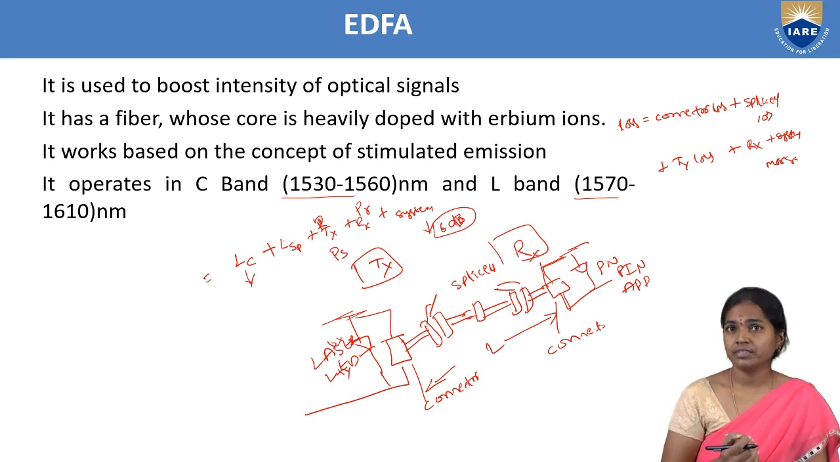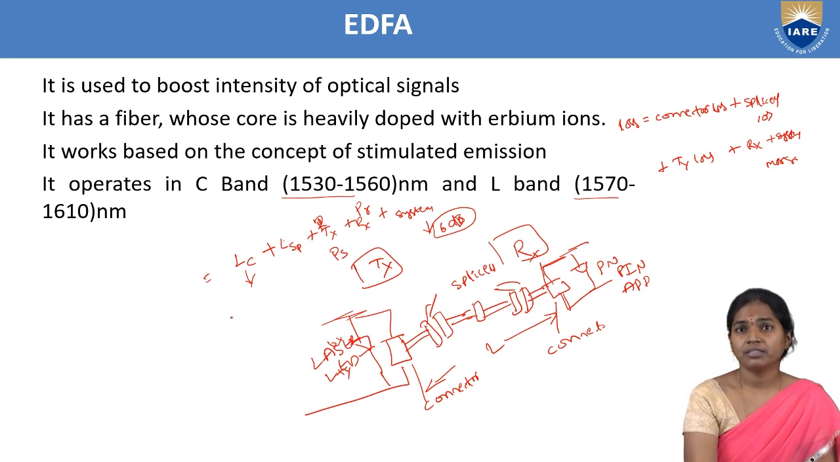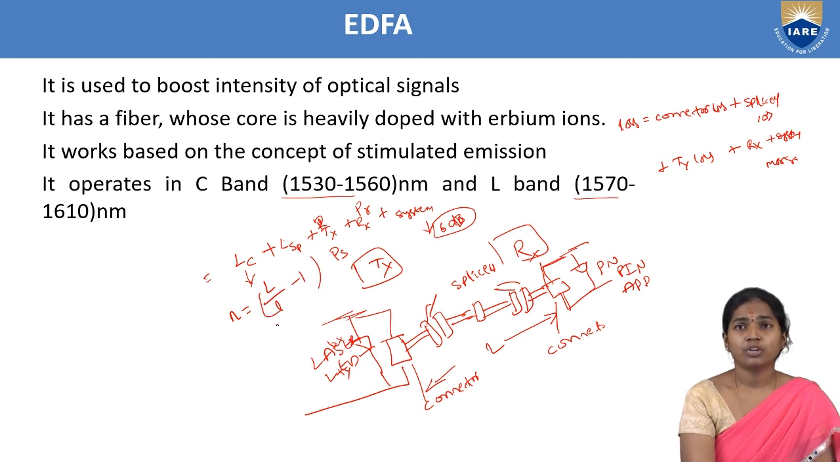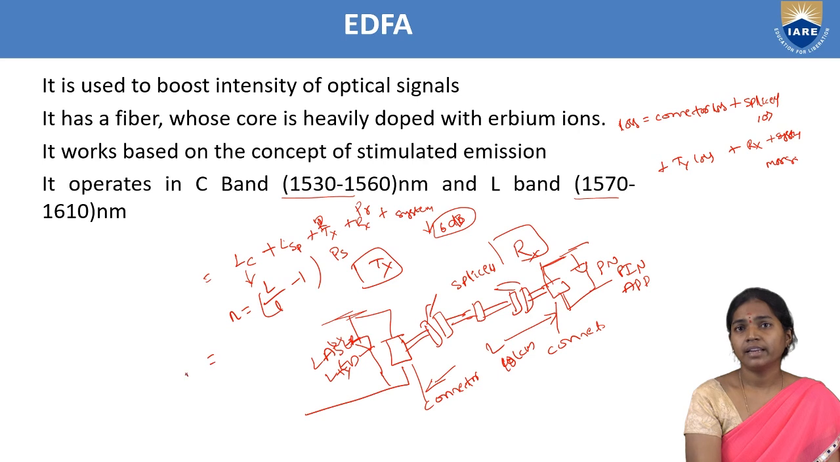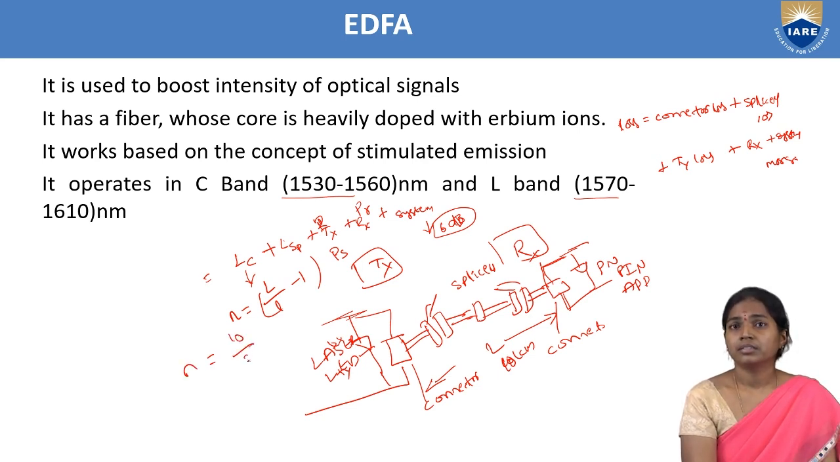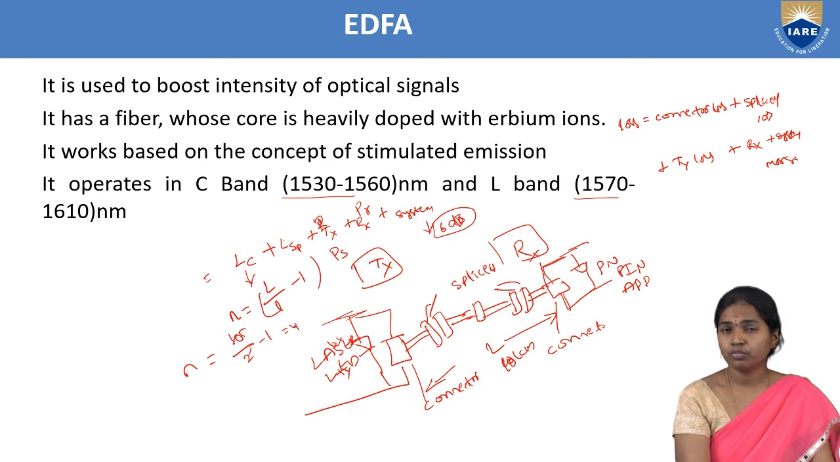So how many splices we are using, we represent with N. N equals L by small l minus 1. For example, here the length of the link is 10 kilometers, so N equals 10 by 2 minus 1. In this case, we are using, for example, splices of 2 kilometers, so 5 minus 1 means 4. So the number of splices we require here is 4.